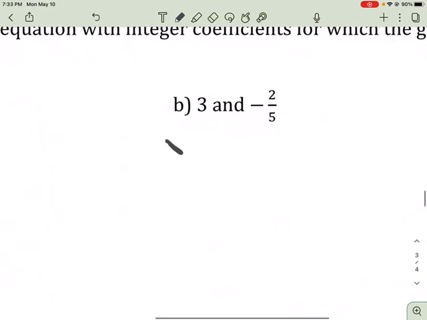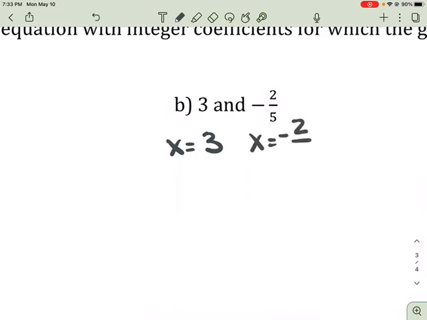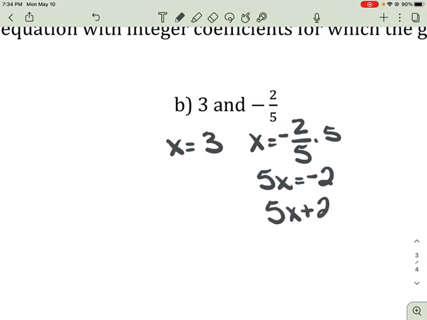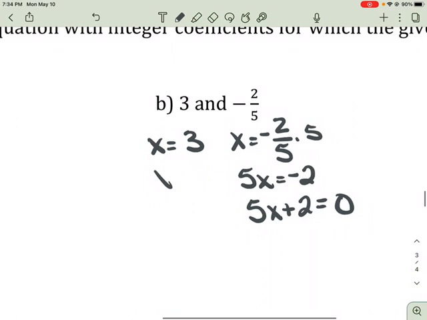We're going to go x equals 3 and x equals negative 2/5. Now, I don't know about you, but I have no desire to multiply anything that involves fractions. Okay, so I'm going to get rid of it. Now, the way we're going to do that is we're going to reverse the process. So I'm going to multiply by 5. So 5x equals negative 2, and then I'm going to add the 2. And that is always going to work. So multiply by the denominator, and then bring over the number.